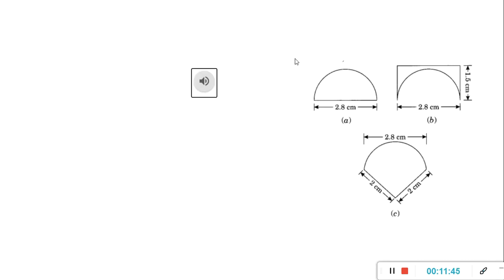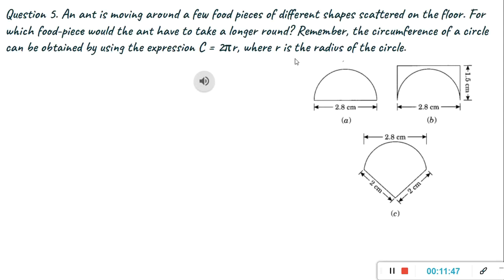Now the last question. An ant is moving around a few foot pieces of different shapes scattered on the floor. For which foot piece would the ant have to take a longer round? Remember, the circumference of a circle can be obtained by using the expression C, circumference, is equal to 2 pi r, where r is the radius of the circle. Here you can see the 2.8 is the diameter that is given.